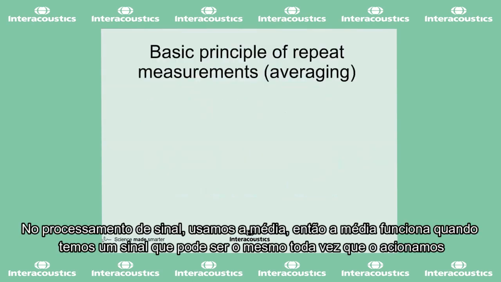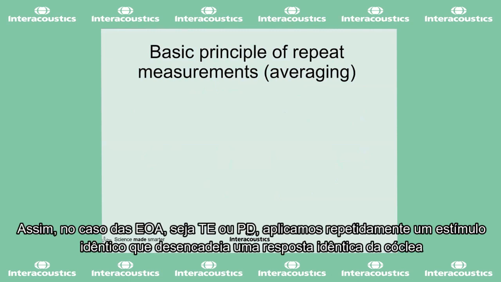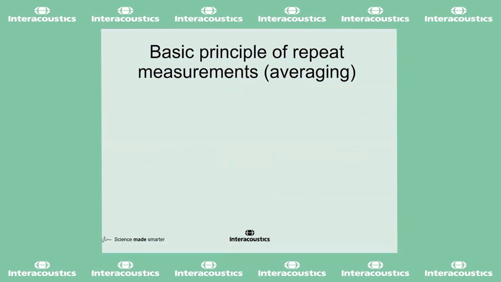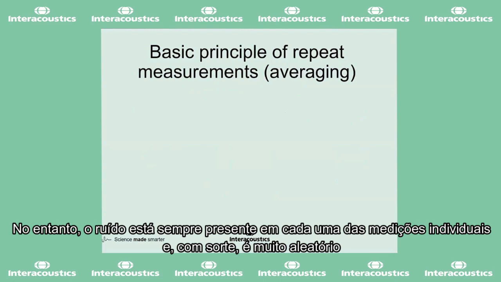In signal processing, we use averaging. So averaging functions when we have a signal that can be the same each time we trigger it. So in the case of otoacoustic emissions, whether it's a TE or a DP, we repeatedly apply an identical stimulus, which triggers an identical response from the cochlea. However, noise is always present in each of the single measurements and is hopefully very random.